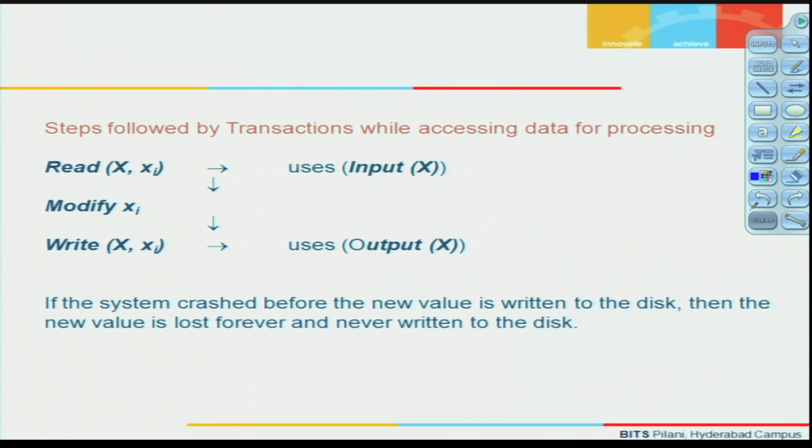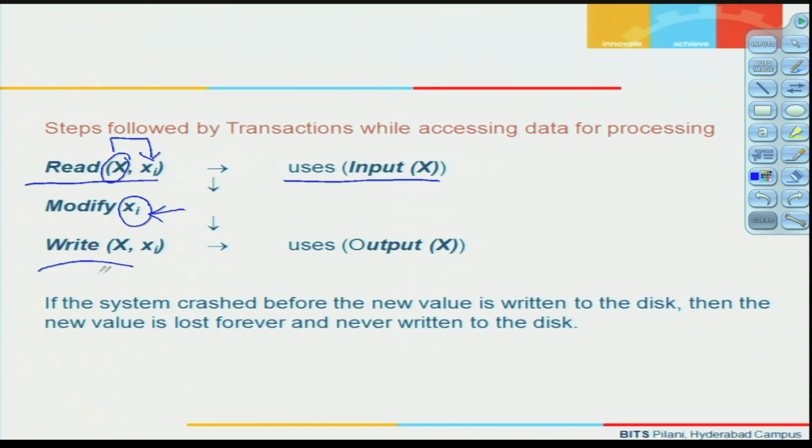Steps followed by transactions while accessing data for processing. It will first use the operation read capital X, Xi, and if the data item X is not available in the buffer, it will in turn use the input operation. Once it is available in the RAM, the data item capital X will be assigned to the local variable Xi, and the processing will be done on the data which is locally available in the variable Xi.